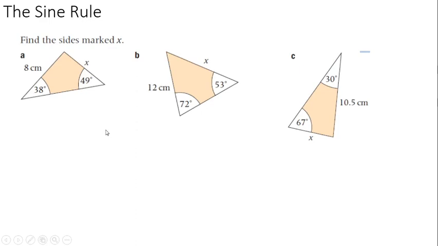Okay, so let's have a look here. If I want to find x, then I know that x divided by sine 38 is equal to 8 over sine 49. I know that x over sine 72 is 12 over sine 53. I know x over sine 30 is equal to 10.5 over sine 67. So all of those I can work out just by using the ratio that I've been given. Okay, and you can do these yourself and find them there.